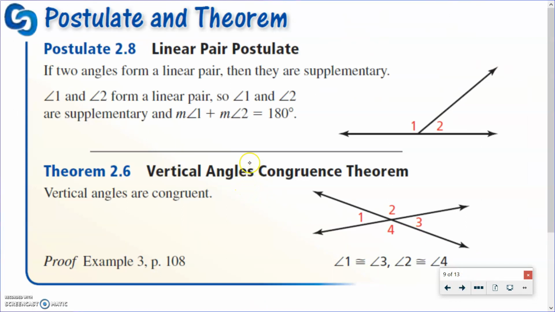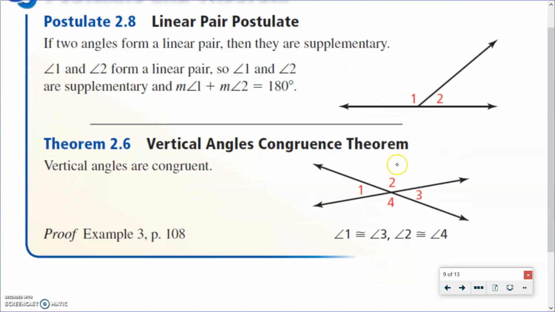All right, the linear pair postulate just says that linear pairs are supplementary, which we've actually talked about. And then the vertical angles congruence theorem says that vertical angles are congruent, which we've also talked about. So those are just review.